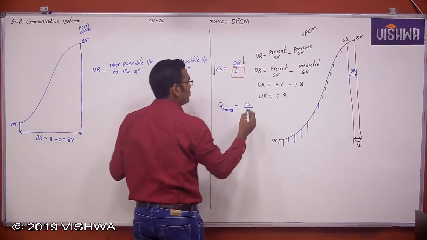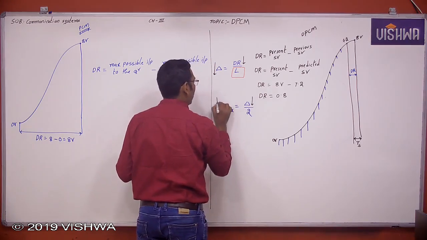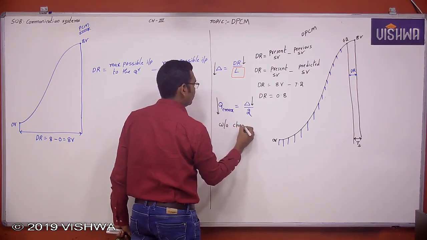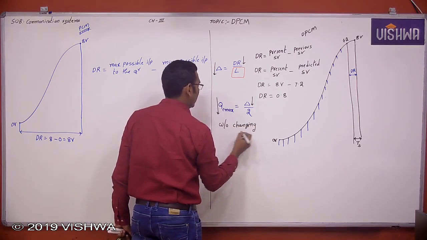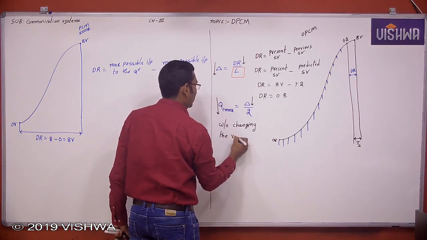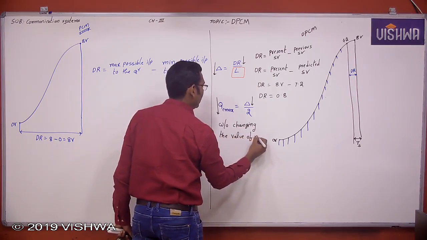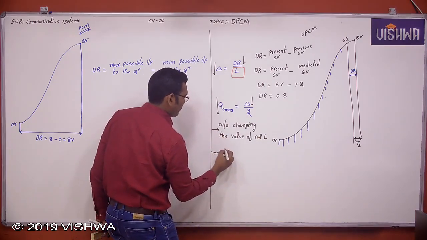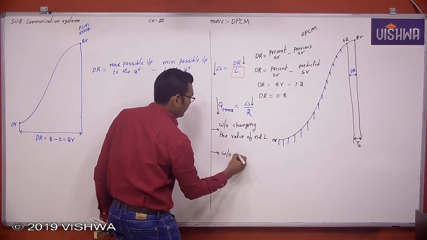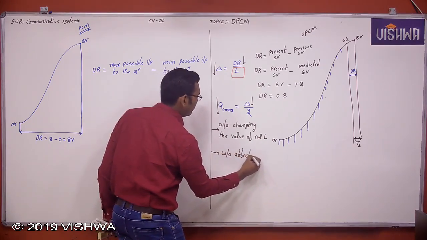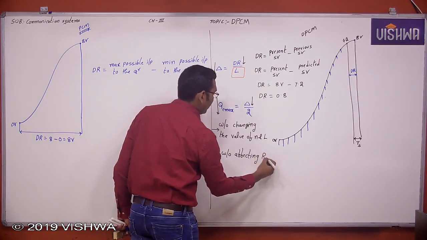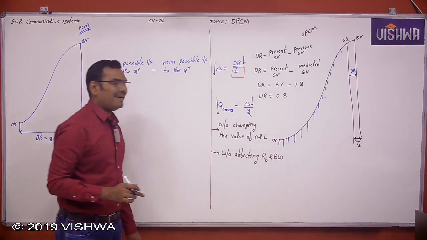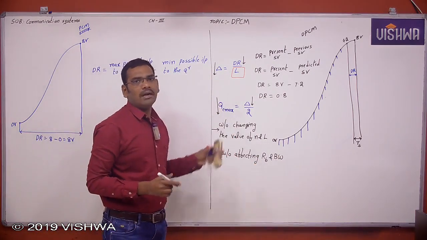More correlation. So when the step size is decreasing, the quantization error decreases without changing the value of N and L, which means without affecting the bitrate and bandwidth. Without affecting bitrate and bandwidth, you are decreasing the quantization error.